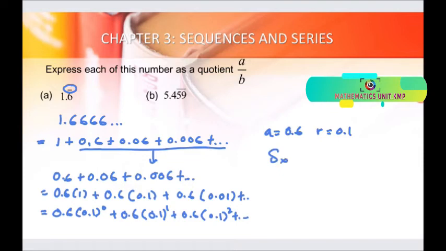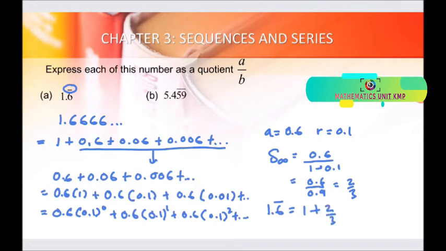So let's find the sum. 0.6 over 1 minus 0.1, so it is equal to 0.6 over 0.9, and we simplify, we will get 2 over 3. And now we can get the value for 1.6. Here it is 1 plus 2 over 3, so it's equal to 5 over 3. And you can check back the value for 5 over 3 is equal to 1.6666 and so on.